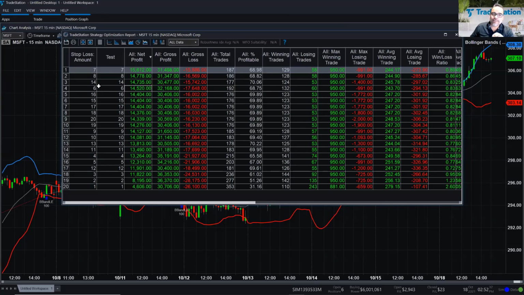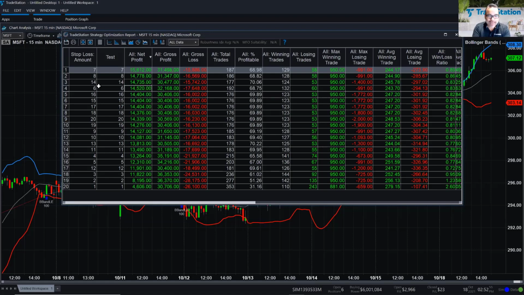So you want to make sure that the parameter you pick is in the vicinity of other parameters that would give you good results as well. Because you don't want to select a parameter that is so unique that the market behavior would have to be the same going forward for that uniqueness to hold.